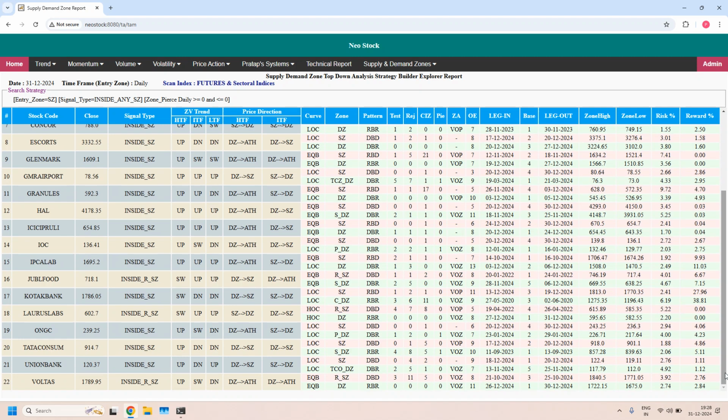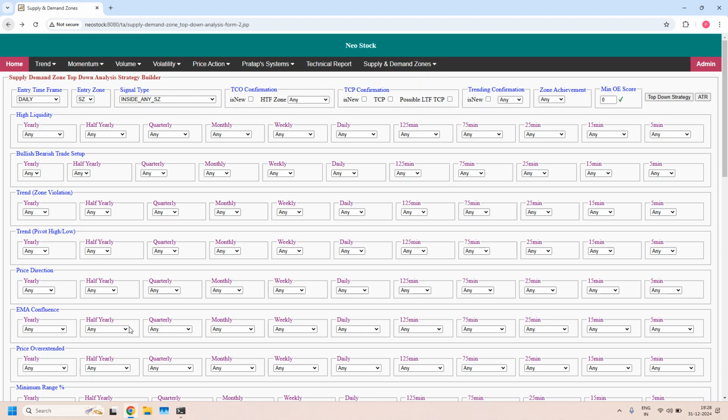So total 22 stocks are filtered where price closed inside the daily supply zone. Out of these 22, there could be some high probability supported zones available based on daily EMA confluence. Daily supply zones having daily EMA confluence. Let's set that filter in the EMA confluence at daily time frame. I am setting the filter daily supply zone having daily EMA confluence.